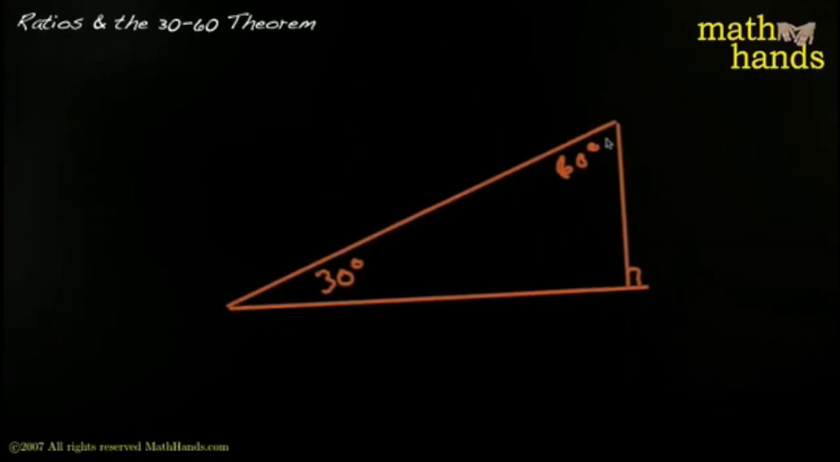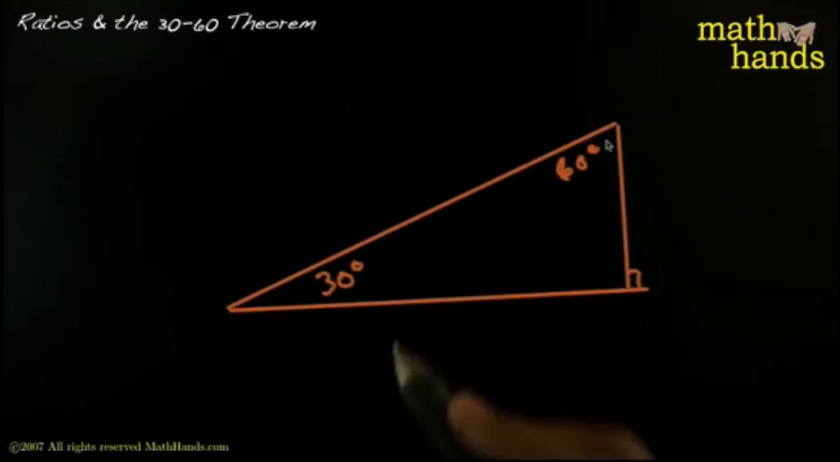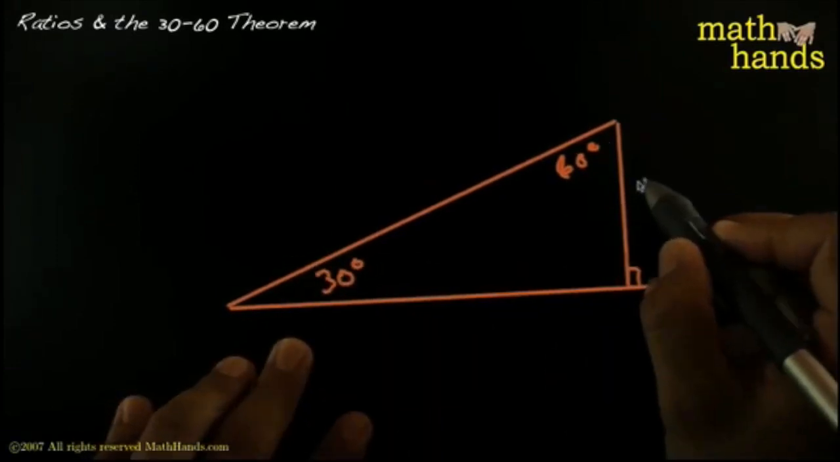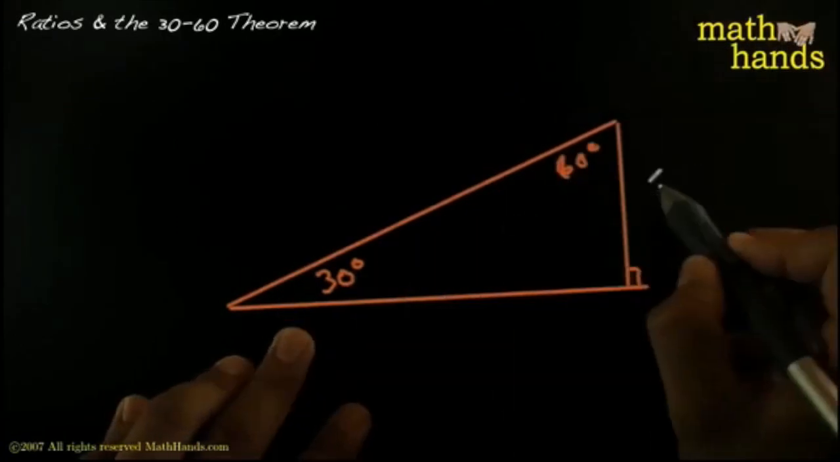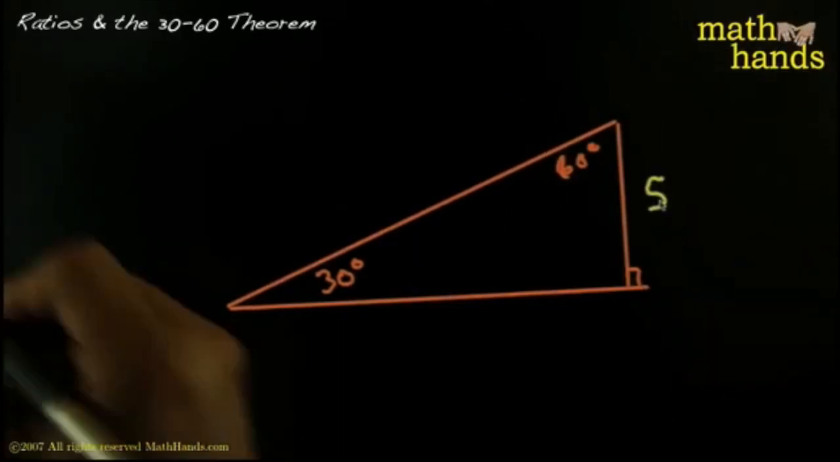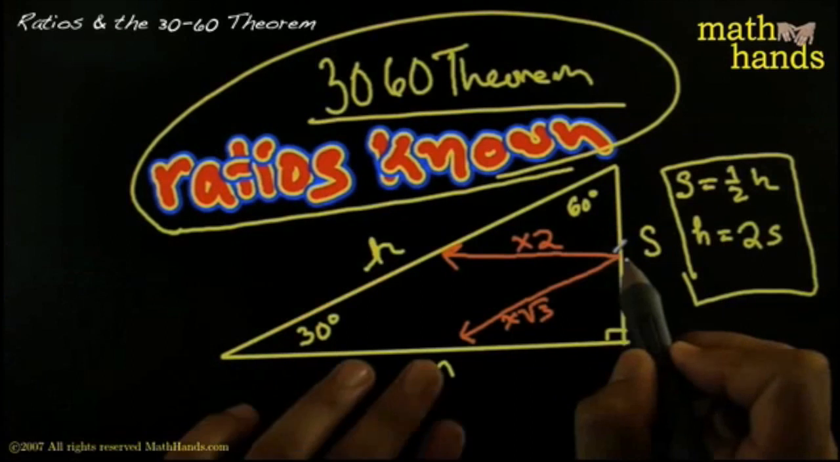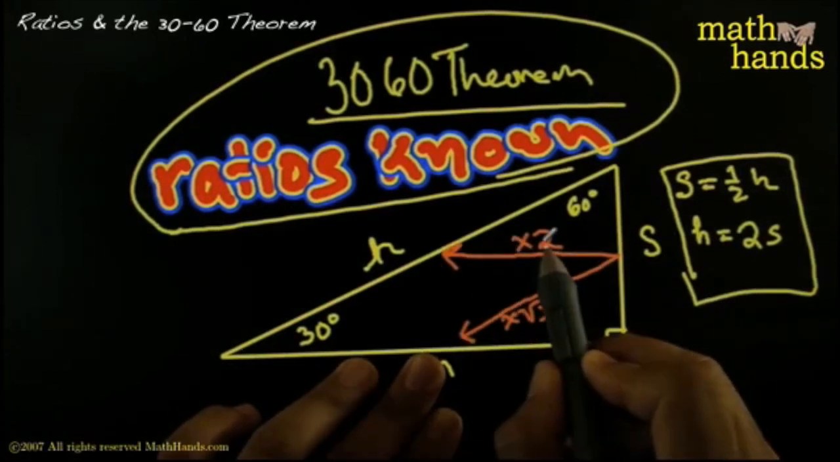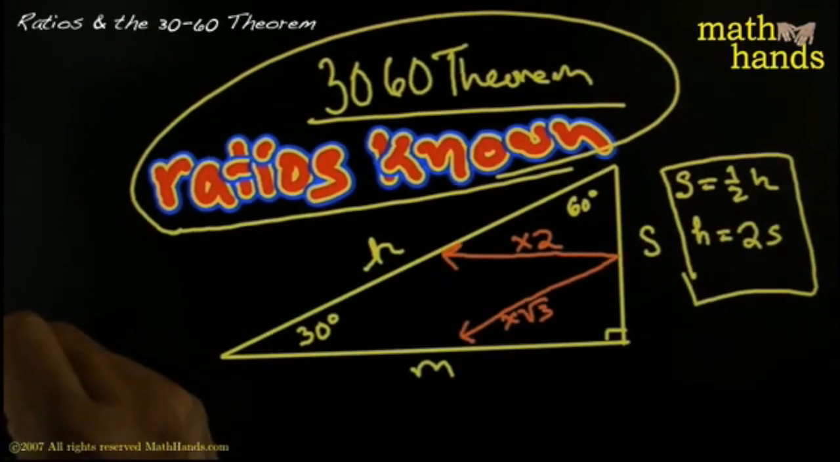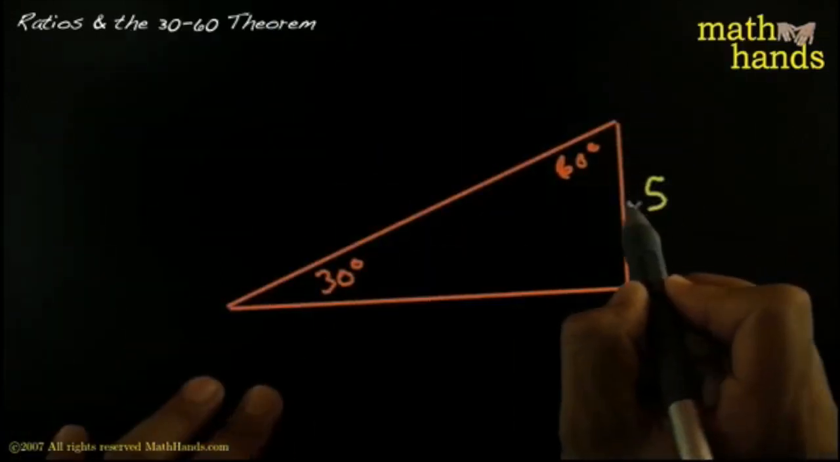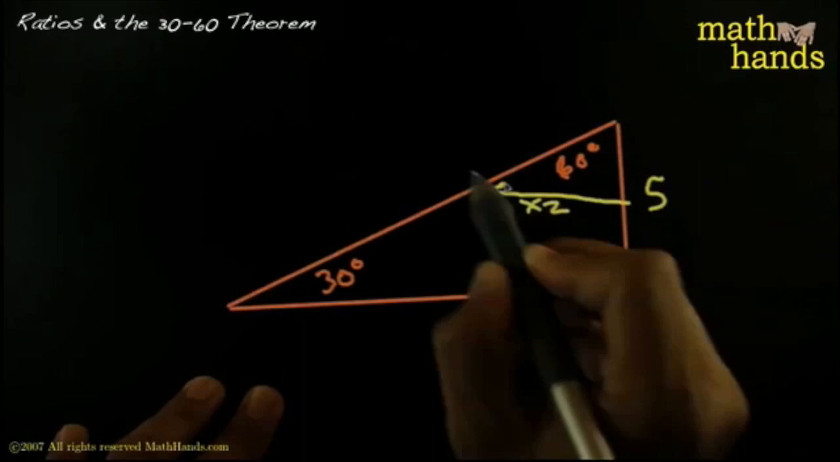Alright, so across from 30, let's do yellow. Yellow's mellow. Across from 30, suppose this is 5. Let me tell you again. The ratios go like this. To get the hypotenuse, all you do is multiply by 2. So if this is 5, to get there you multiply by 2. That would give you 10.